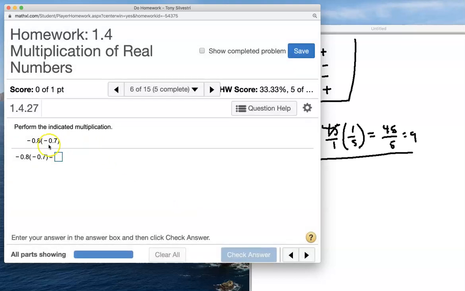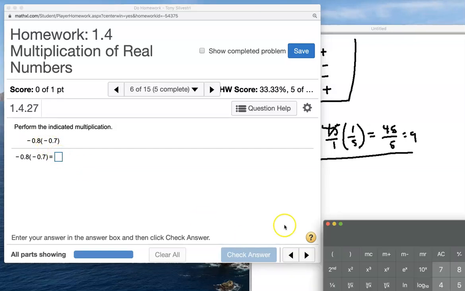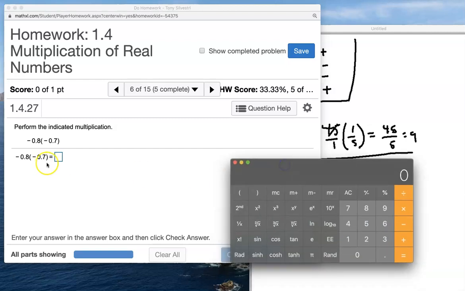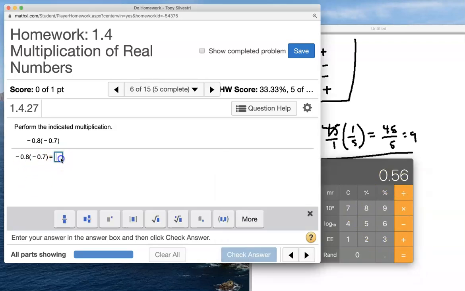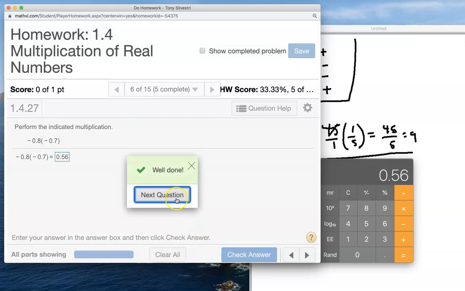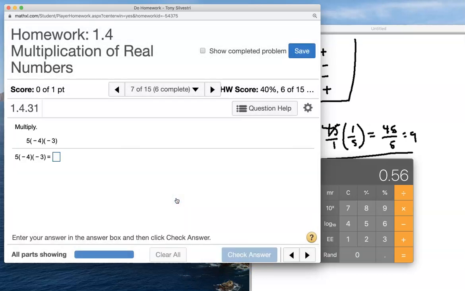Number 6. Now, double negatives, positive. I'm not going to write the positive. When you have decimals, it's okay to use a calculator. I have no problem with using a calculator, but I do know that the answer is going to be positive. I'm going to put down 0.8 times 0.7, okay, 0.56. Oops, okay, a little slow internet connection there.